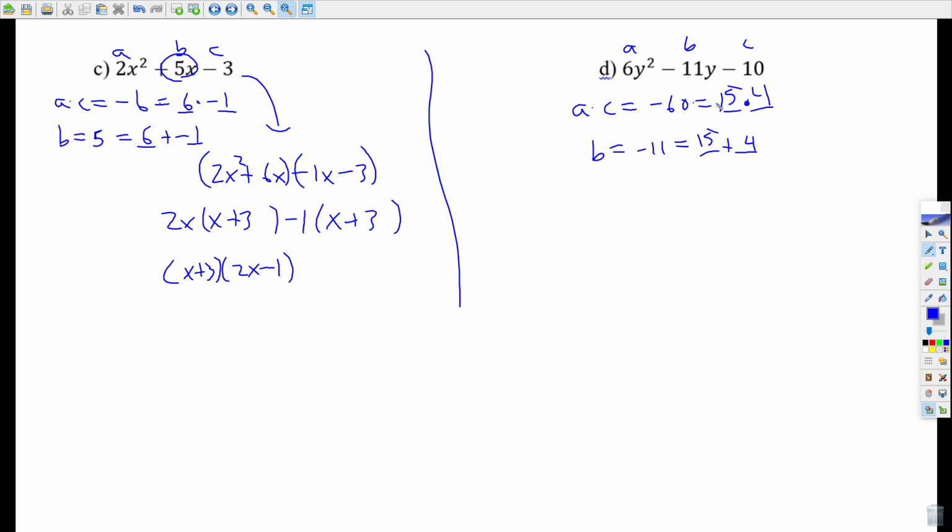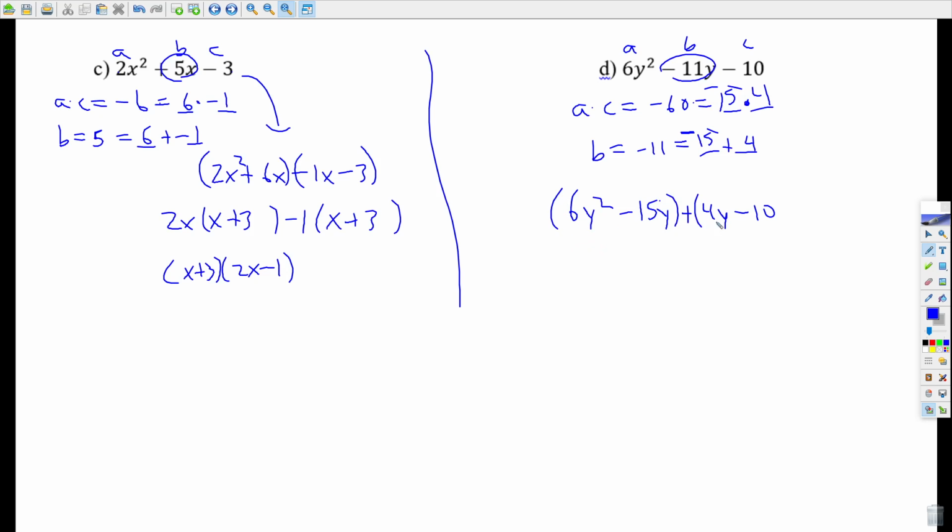But one of them has to be negative, so we want this to be -11, so I'm going to do this. -15 plus 4 is -11. -15 times 4 is -60. So that's our combination. I'm going to do 6y squared. Oh, we're using y's this time. Minus 15y plus 4y minus 10. So again, we're splitting this up into -15 and +4.